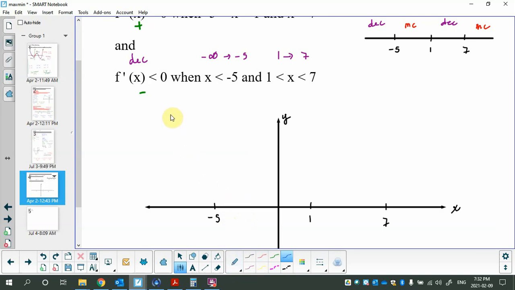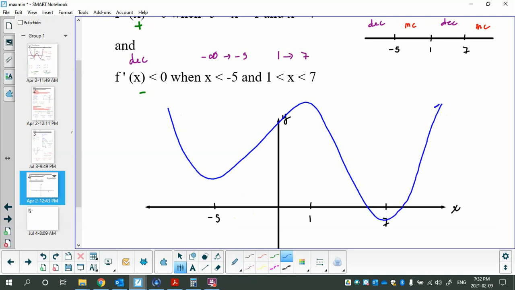So I have to decrease until -5. Then I have to increase until 1. I have to decrease until I'm in line with 7, and then I have to increase forever again. And that is one of a billion pictures you can have.